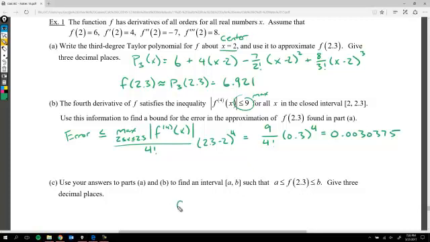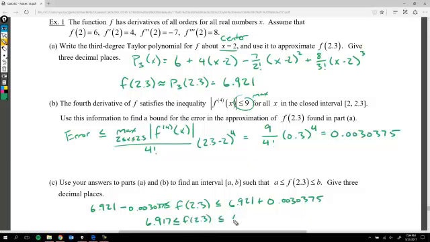Right, so I know that f of 2.3 has to be between my estimate, which is 6.921, plus my maximum error, and it has to be greater than my estimate minus my error bound. Okay, so that gives us an interval of 6.917 and 6.924. All right, so a difference of 0.007.